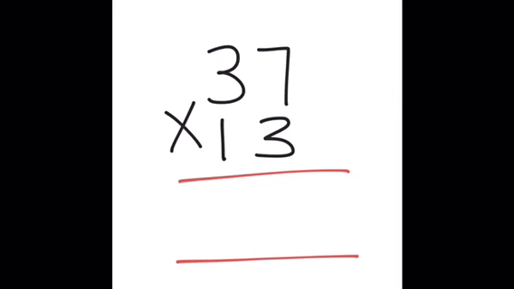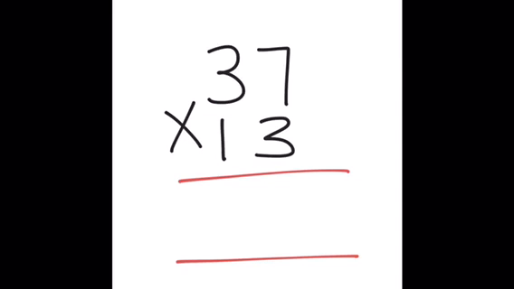Have a go yourselves. 37 times by 13. Pause the video and do your workings out. So, first up, we're splitting it into two parts. So we're going to do 37 times by 3, and then we'll do 37 times by 10.